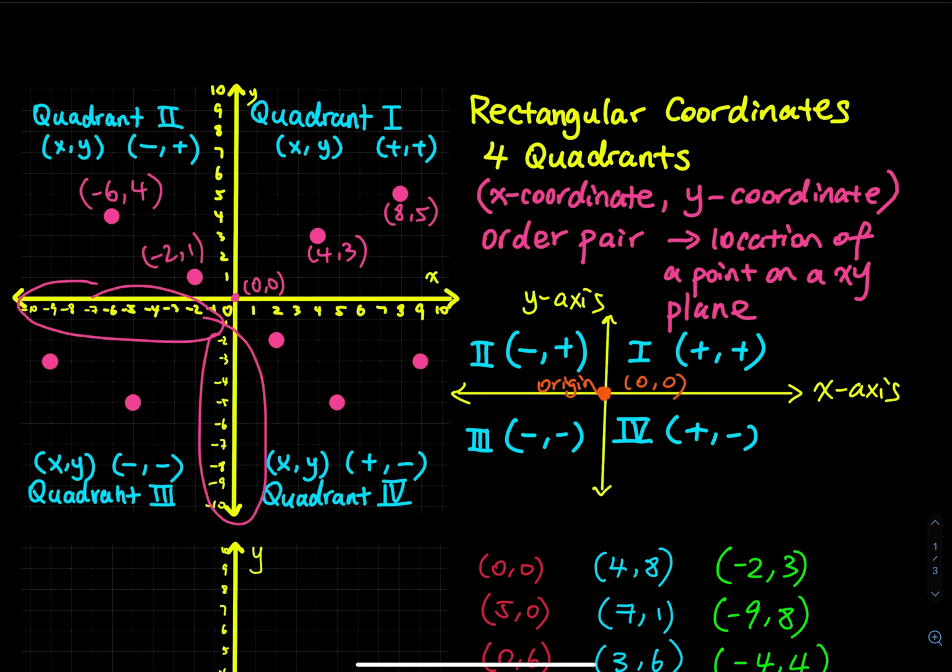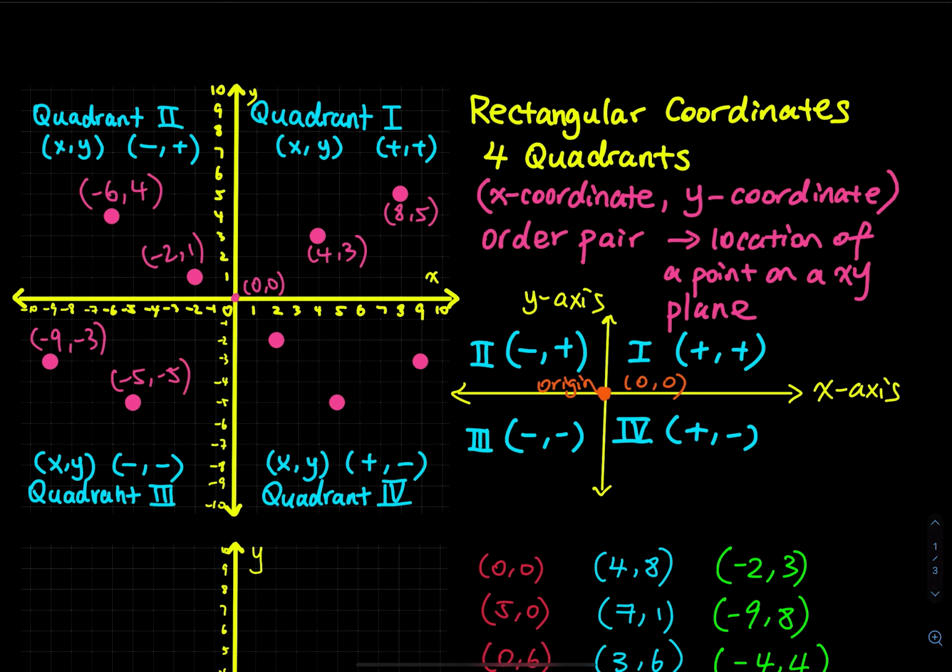are negative? So let's take a look at this point. This point is x equals to negative 9, right? Y is equals to negative 3. And then this point is x equals to negative 5. Y is equals to negative 5.